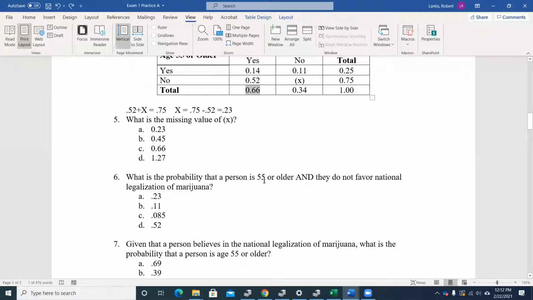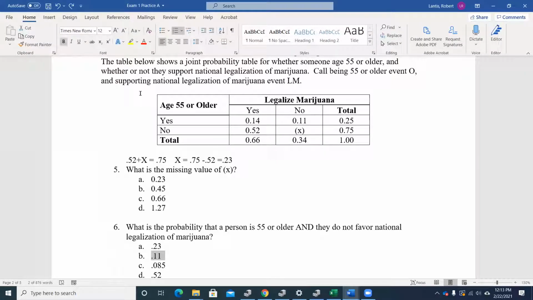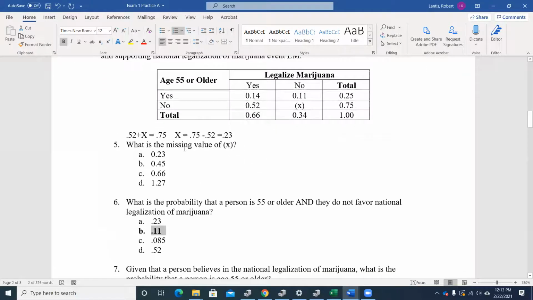So what's the probability a person is 55 or older and they do not favor the national legalization of marijuana? If I'm looking for an and, what I'm really thinking about is the probability of an intersection. We said the top four cells represent the intersections. So the probability someone is 55 or older and they do not favor legalization would just be this cell right here, that 0.11. There's no real work to do there other than being able to interpret that and use that contingency table to find that intersection. So hopefully those are some easier points on the exam.